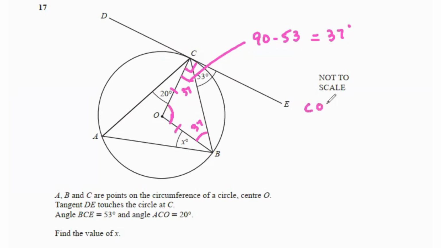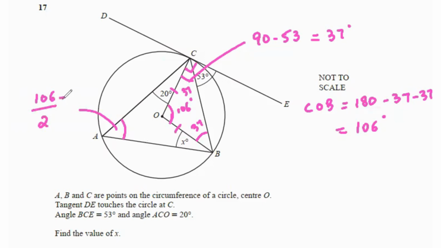So we can find this angle, angle COB, by doing 180 minus 37 minus 37, which will give us 106 degrees. So what's left is angle X. This angle is going to be half of the angle at the center. So that's going to be 53.